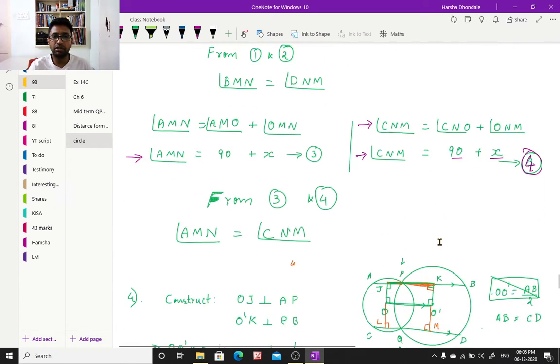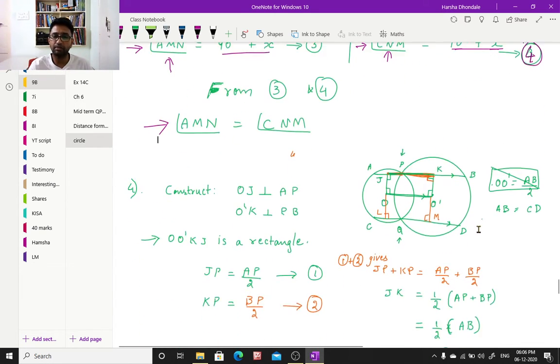From equation 3 and 4, this is also equal to 90 plus X and this is also 90 plus X. Therefore, AMN is equal to CNM from 3 and 4. So I proved the second part as well.